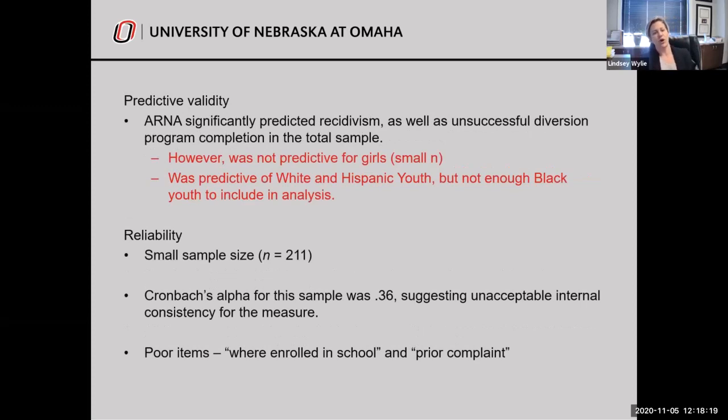And lastly, the Arizona, or the ARNA, this also significantly predicted recidivism, as well as unsuccessful diversion completion. However, it wasn't predictive for girls, but remember, the Arizona is not used as frequently, right? So there's only about 200 kids. So when you have a smaller sample size, it's not surprising that it's not as predictive. It was predictive for white and Hispanic youth, but there wasn't enough Black youth in the sample to be included in the analysis. So we don't know if it would be predictive for Black youth.